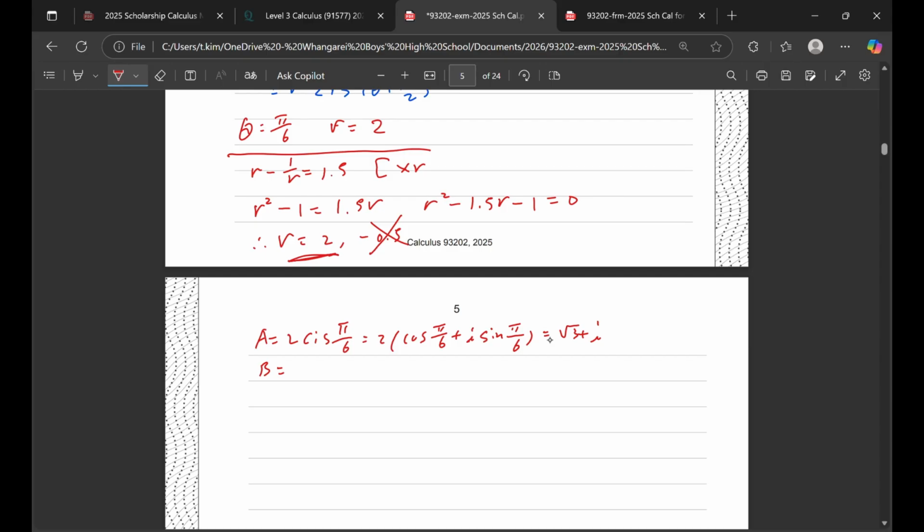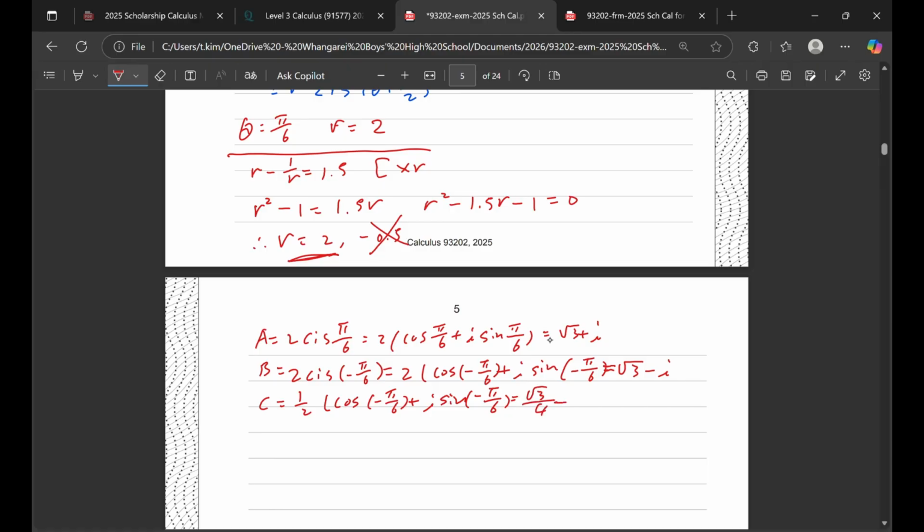So same way, B is 2 cis minus pi over 6, which is 2 cosine minus pi over 6 plus i sine minus pi over 6, which gives you square root of 3 minus i, right? C is half times cosine minus pi over 6 plus i sine minus pi over 6. That is square root of 3 over 4 minus a quarter i.